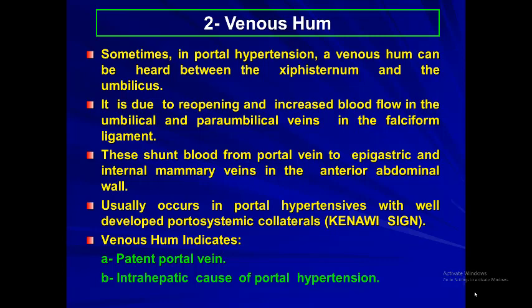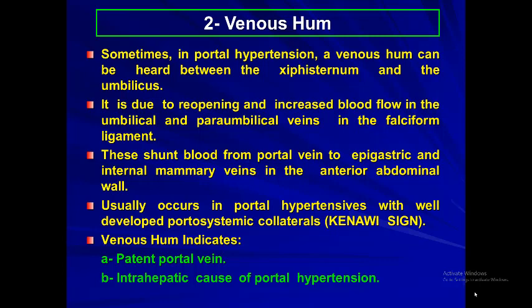Sometimes in cases of portal hypertension, venous hum can be heard between the xiphisternum and the umbilicus, and at the umbilicus, from below the xiphisternum down to the umbilicus. It's due to reopening and increased blood flow in the umbilical and para-umbilical veins. This shunts blood from the portal vein to the epigastric and internal mammary veins in the anterior abdominal wall.